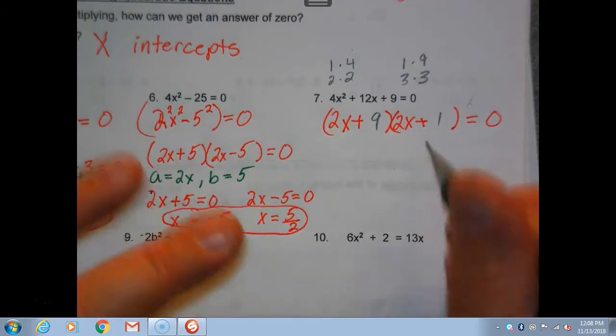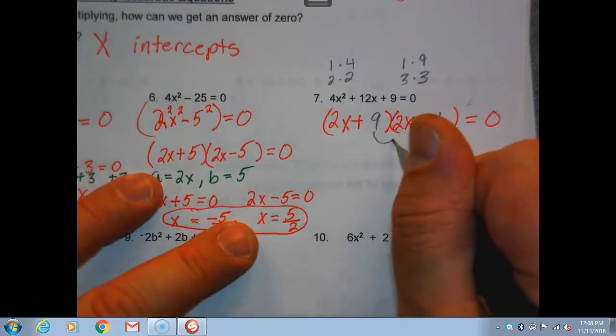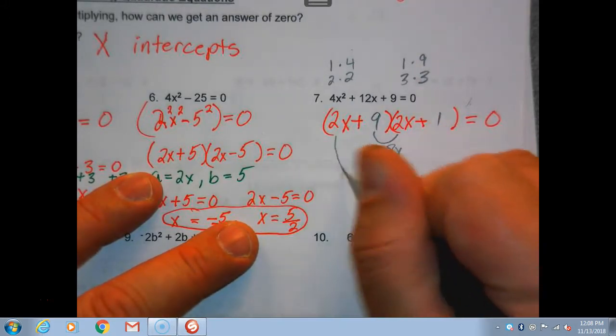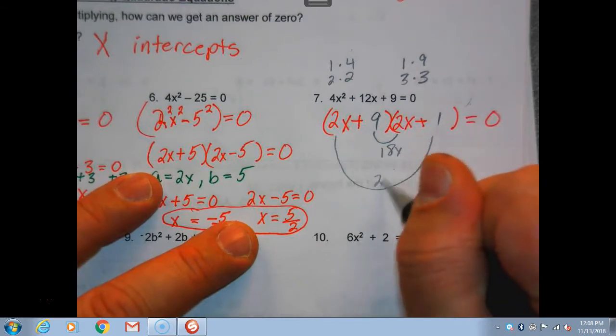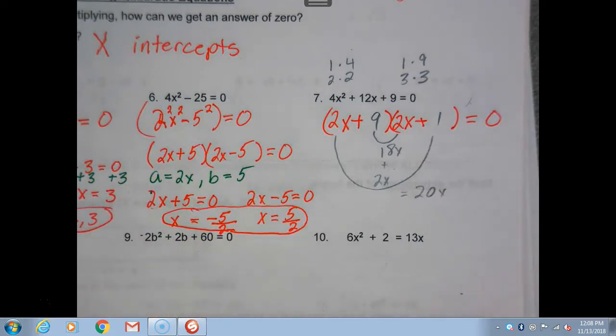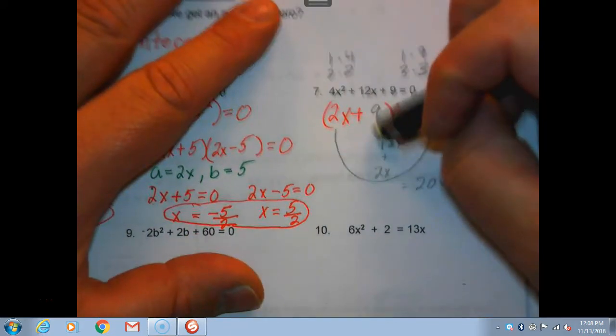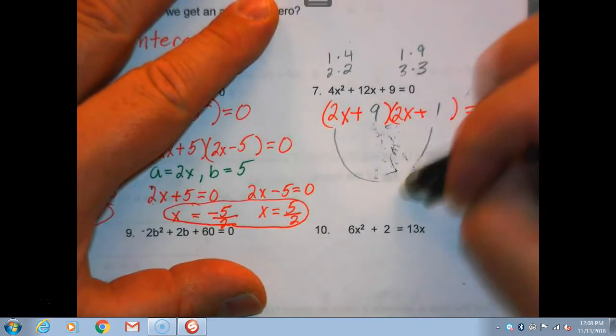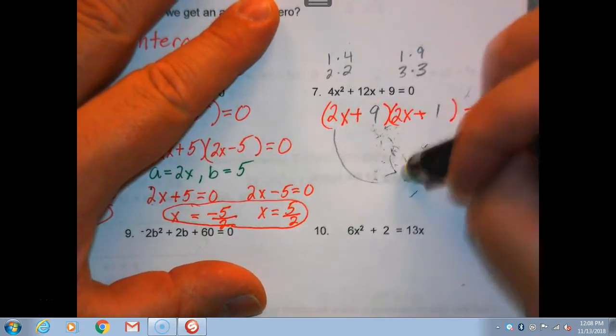Okay, 9 times 2x is 18x. 2x times 1 is 2x. Add them together, I get 20x. Does it work? No. Okay, what next?